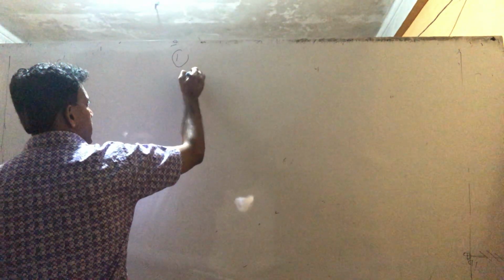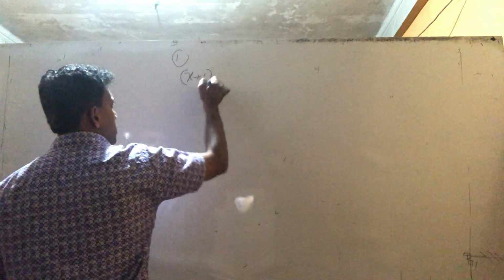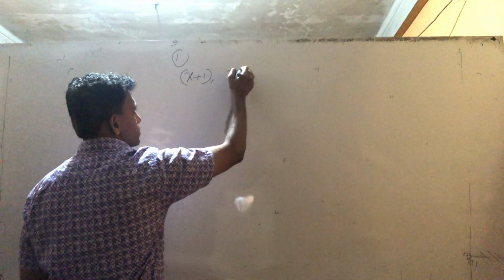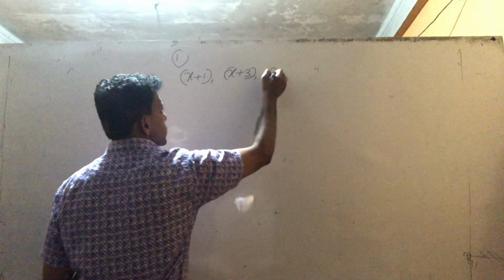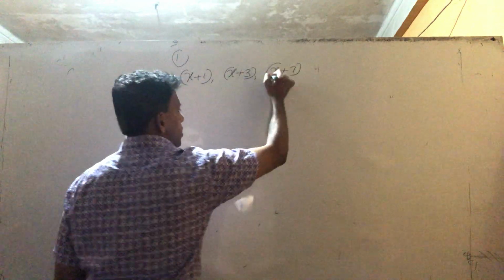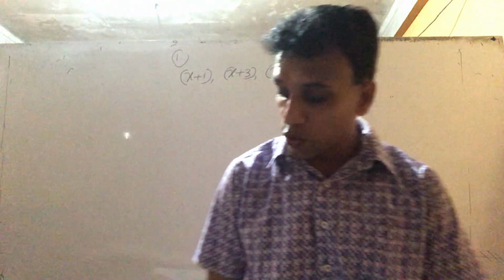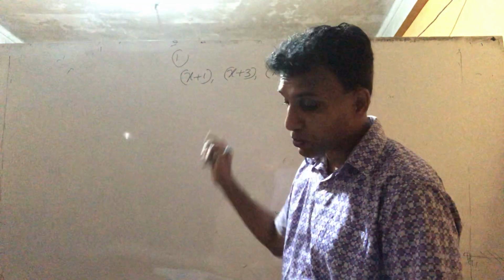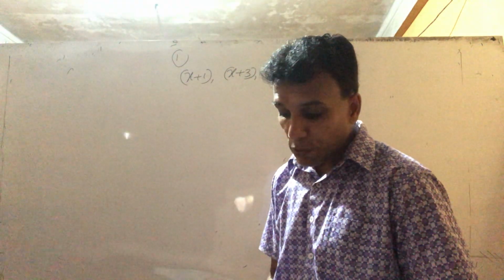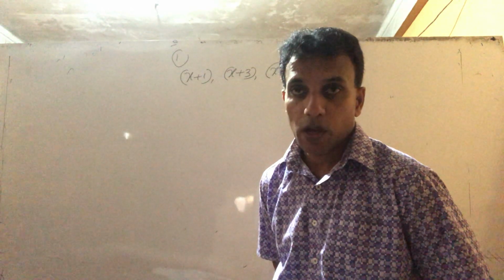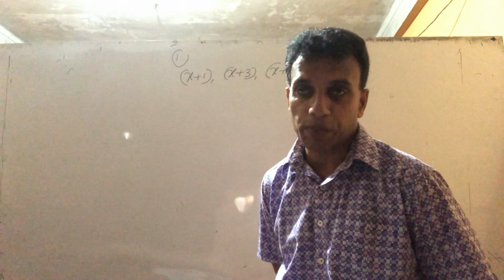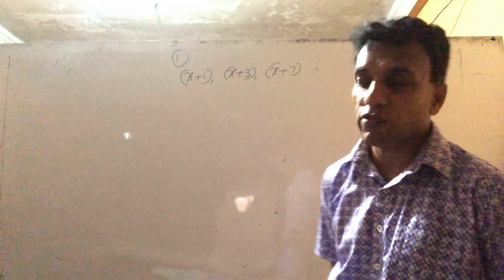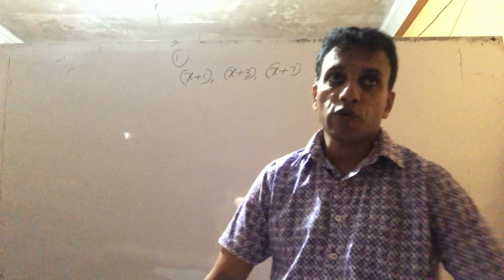Find the value of x if x plus 1, x plus 3 and x plus 7 are consecutive terms of a GP. That means geometric progression. It's a simple question.